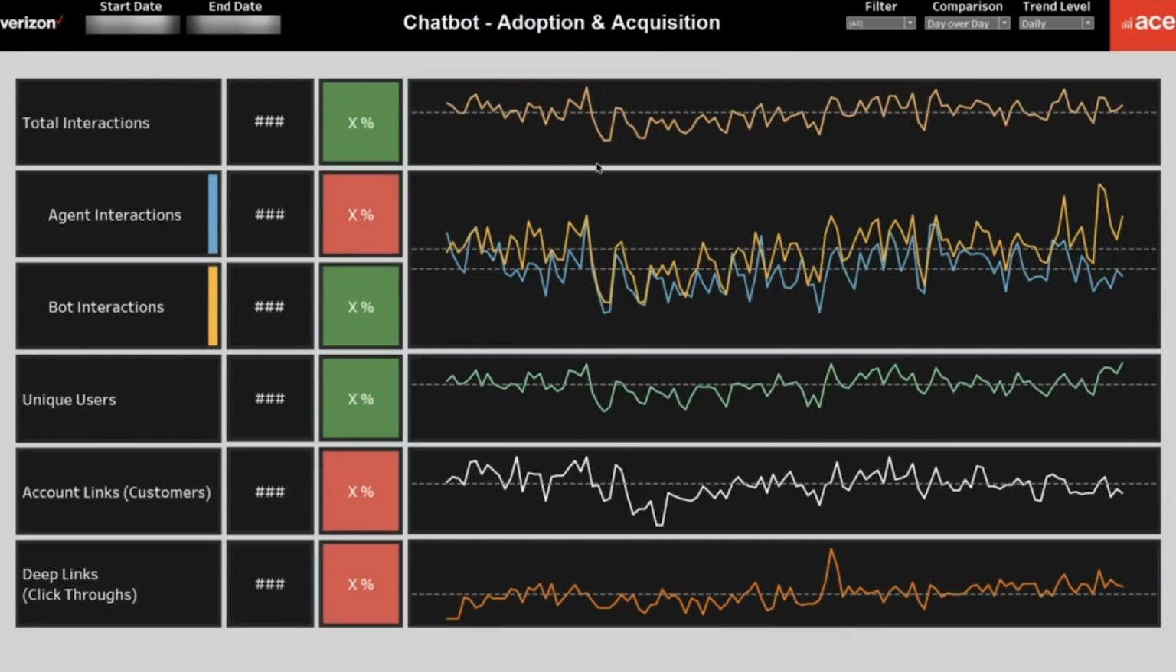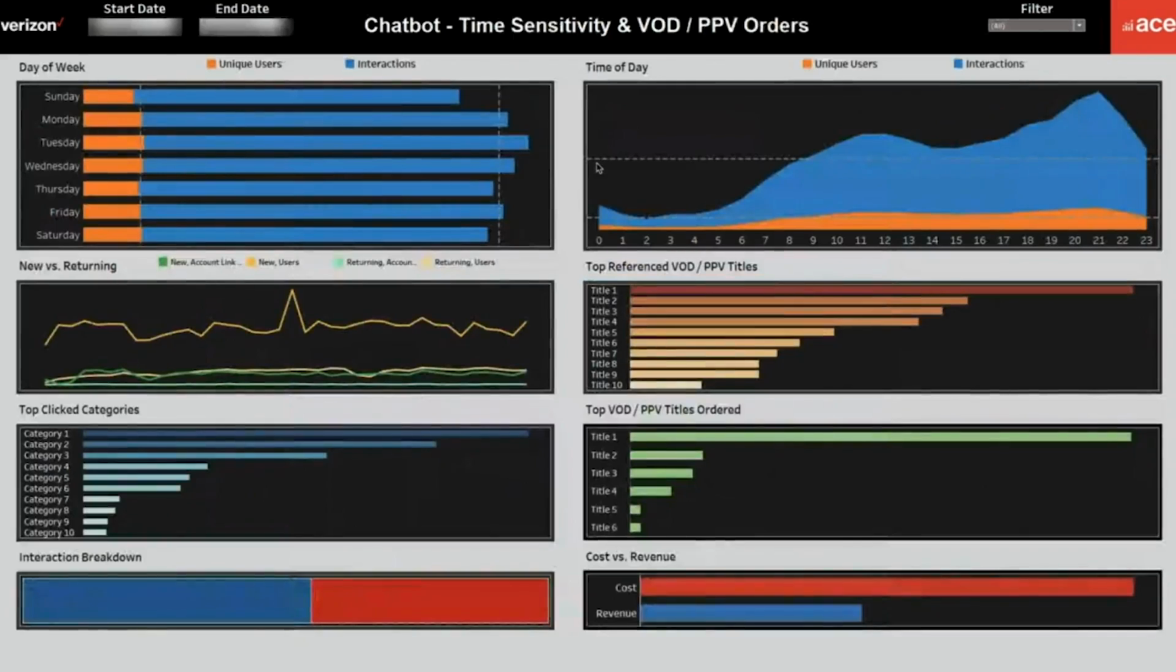So once we've understood our adoption and acquisition of customers, then it's time to look at when that engagement happens on the chatbot. And this came in really handy when the bot has something timely to offer. For example, one of the functionalities the bot offered was to purchase VOD and pay-per-view titles. I remember during the hour of the big boxing fight, Manny Pacquiao versus Floyd Mayweather, the bot had that as an offering to our customers.